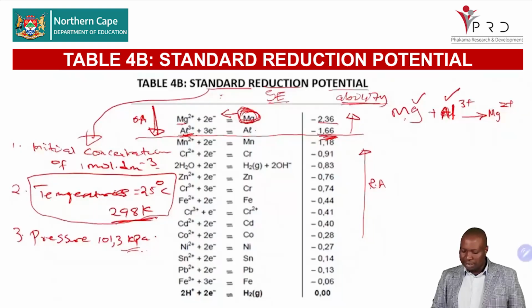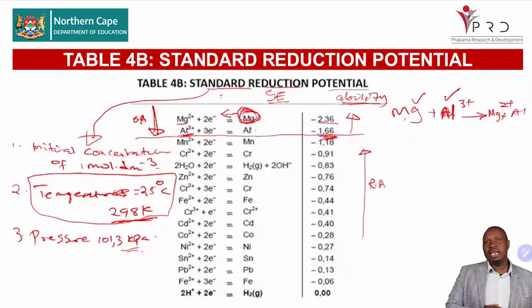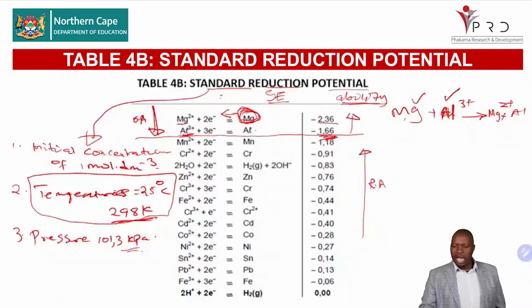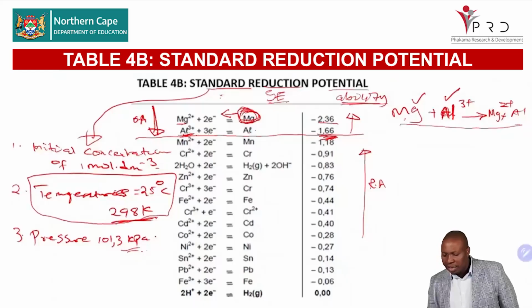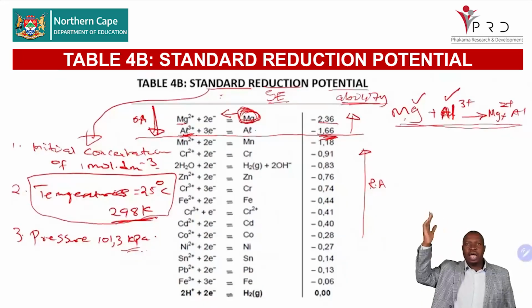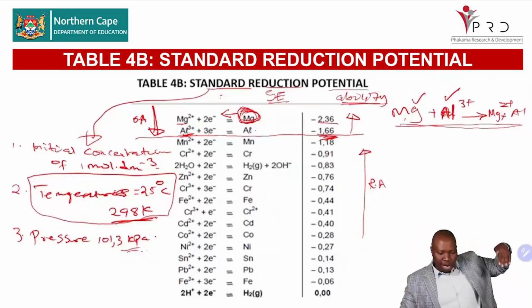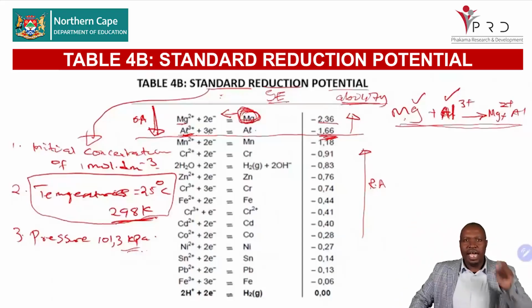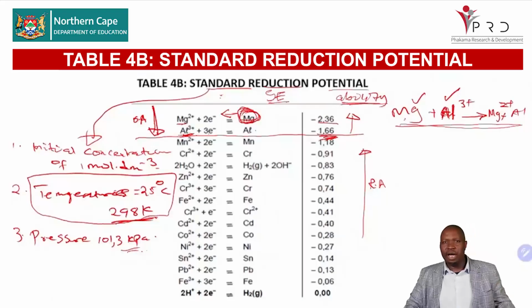So aluminium 3+ is gaining electrons to form aluminium. So our products are the weaker ones. The stronger ones on the left, the weaker ones on the right. And you can see by so doing, already we have written the overall cell reaction just by looking for the stronger reducing agent and a stronger oxidizing agent. And for question 8, that's how we are moving.